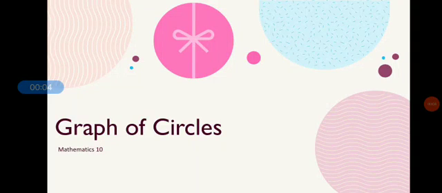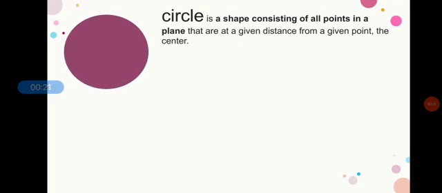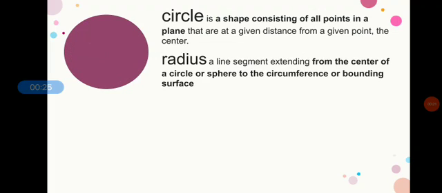This week's topic is about the graph of a circle. Mathematics 10, Module 6, second part of Quarter 2. Now, before we proceed with the topic, let us define the following terms. A circle is a shape consisting of all points in a plane. So, they are at equal distance from the center.